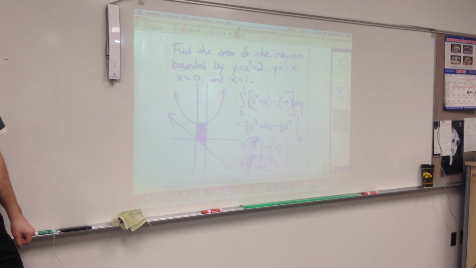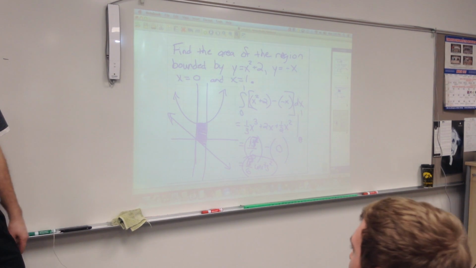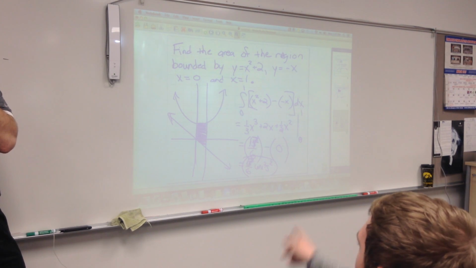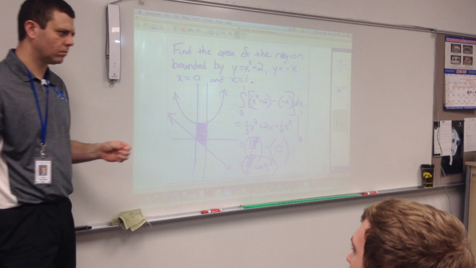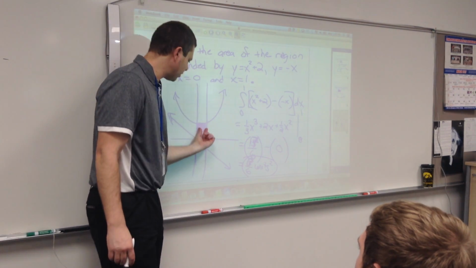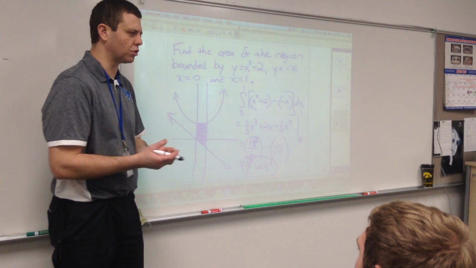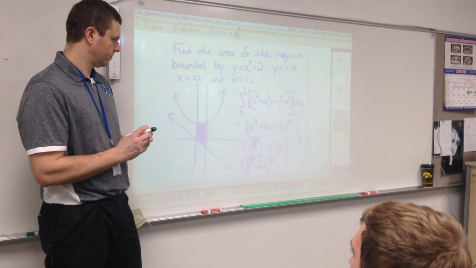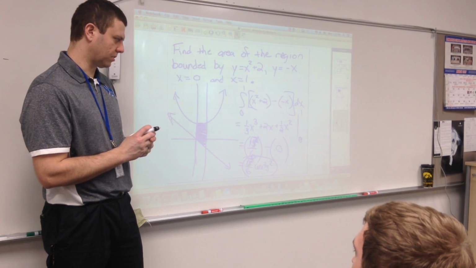So, especially when you do it on camera. How often do you have to deal with negative areas? He said, it's only negative as a whole thing. If the entire shaded region was below the x-axis, your answer would come up negative. Is that the only time where you can have a negative area in math? Yes.